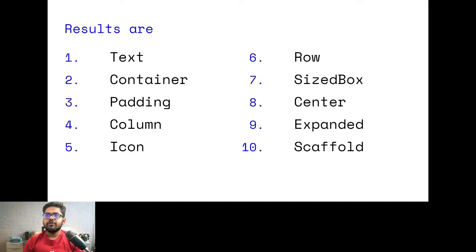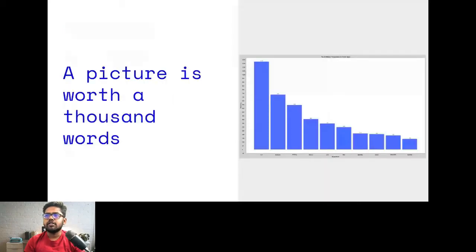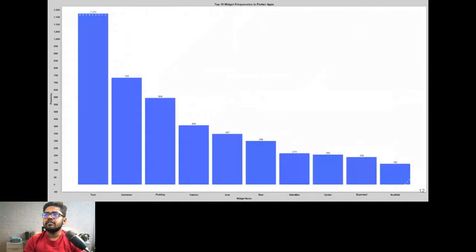If you see the picture, a picture is worth 1,000 words. This is a graph where we see that Text has been used a lot more than Container or Padding and all these widgets. This is a hierarchy. If I show you a broader picture, you can see Text, and the frequency of Text is much higher. Then Container is the second one, then Padding, then Column, then Icon, then Row, all these sorts of widgets, right?